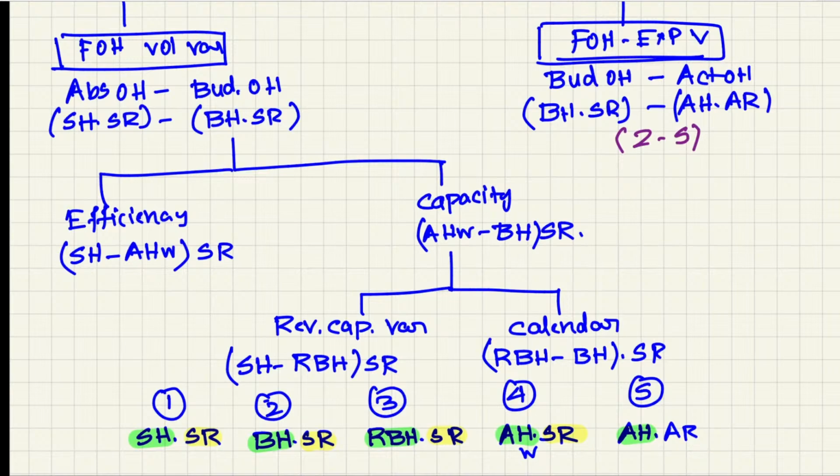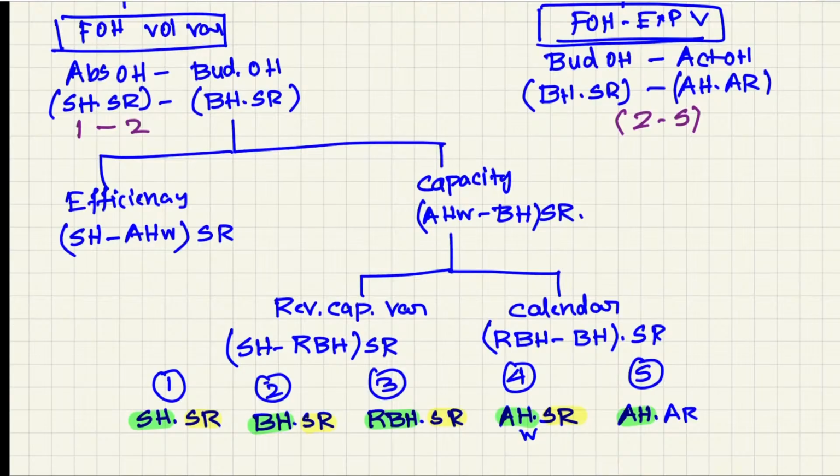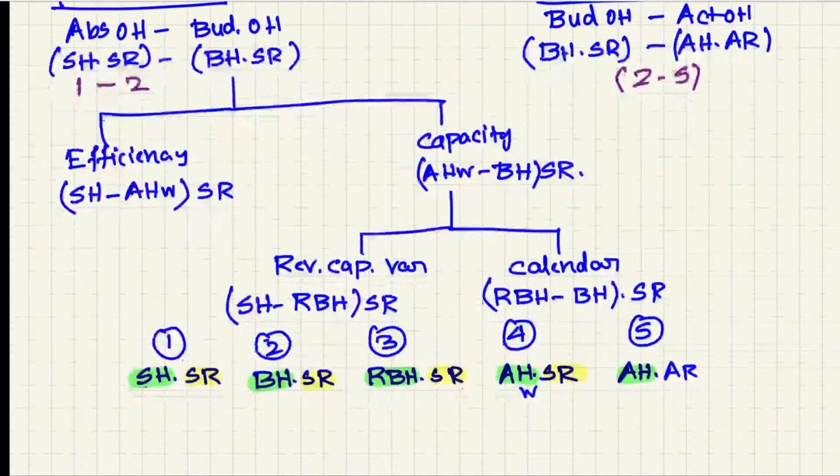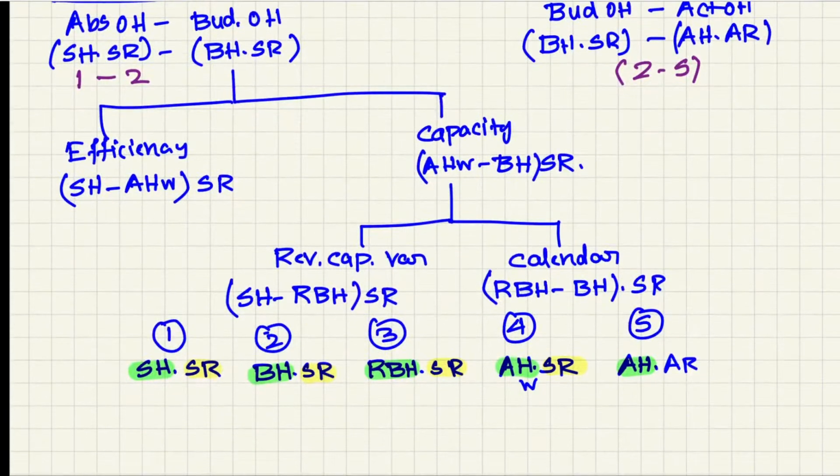Next is the volume variance. Volume variance is 1 minus 2. SHSR is 1 and BHSR is 2. Next, subvariances of budget volume variance: capacity and efficiency. Efficiency is given by 1 minus 4 and capacity is given by 4 minus 2.